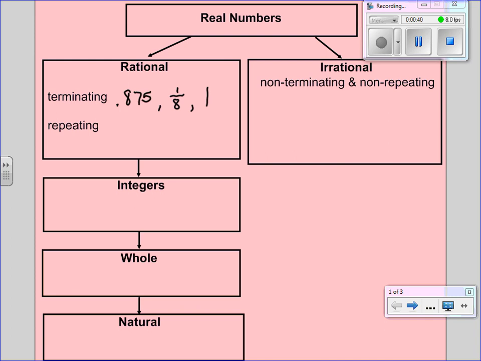The second type of rational number is a repeating decimal. You might recognize these as 1/3. 1/3 is, of course, 0.3 repeating. We use the little bar above the number to indicate that that repeats.